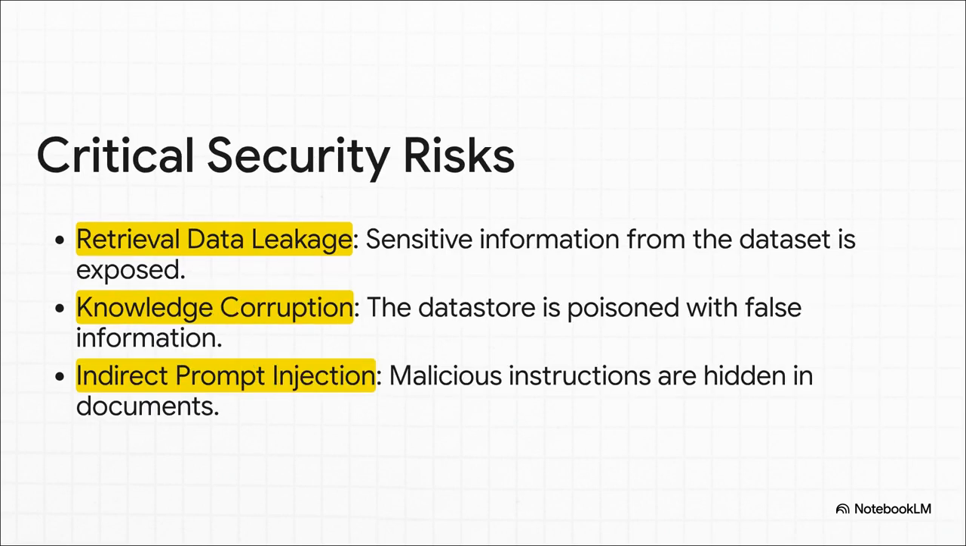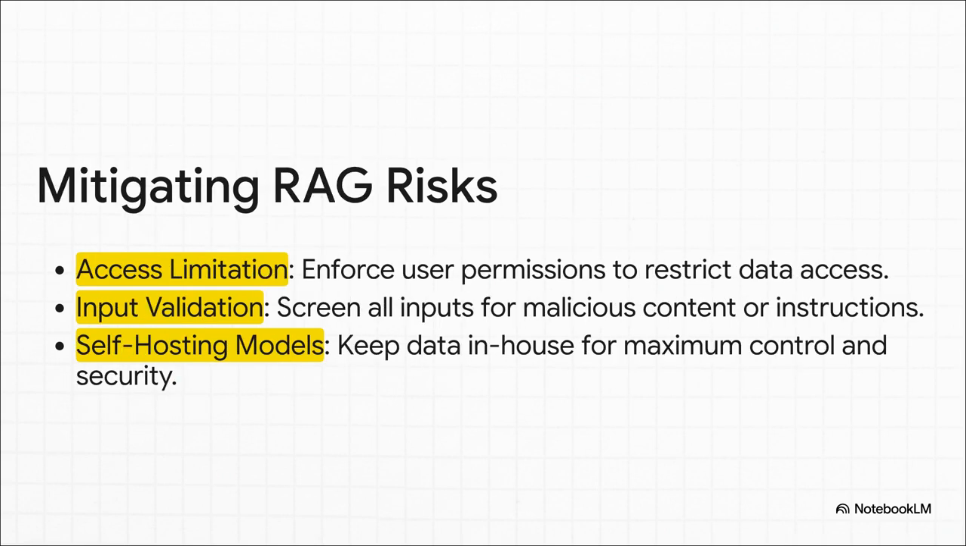These are all major engineering challenges you have to solve to make a RAG system actually work well. But even more critical than that are the security risks. Think about it. If your knowledge base has sensitive info, there's a chance it could leak. Attackers could try to poison the data source with bogus information, basically tricking the AI into giving bad answers. Or, and this is sneaky, they could hide malicious instructions inside the documents themselves so that when the AI reads them, it gets hijacked.